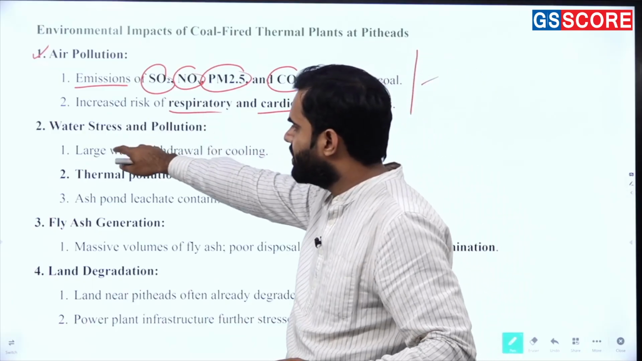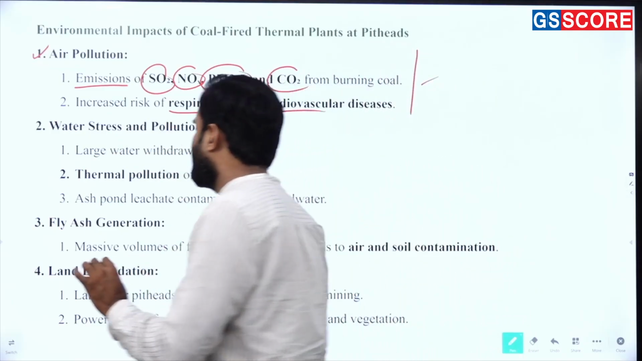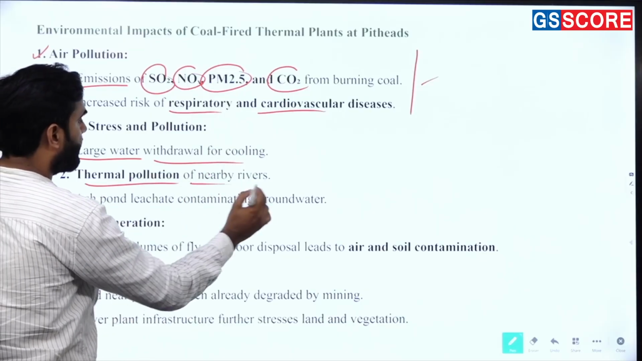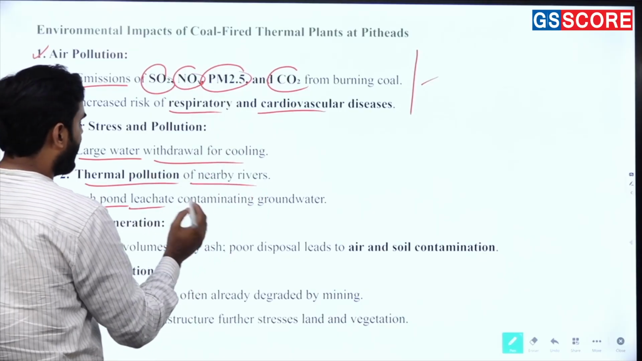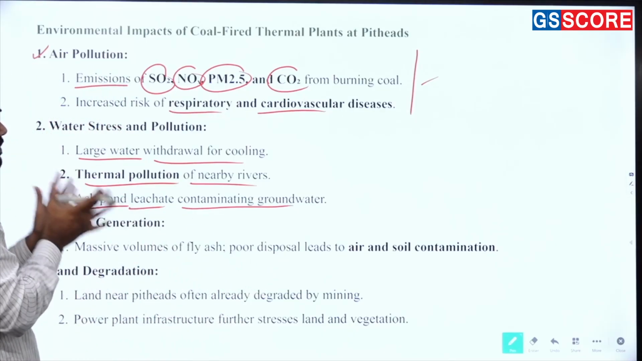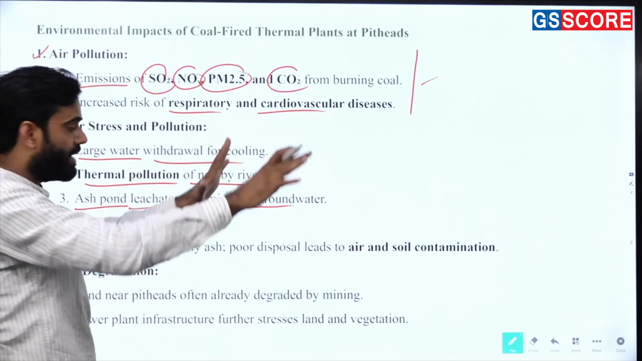The second one is water stress and pollution. Basically, I mentioned large water withdrawal for cooling, thermal pollution of nearby rivers, ash pond leakage, and contamination of groundwater. All these important things come under water stress and pollution. ये सब मैंने mention किया.